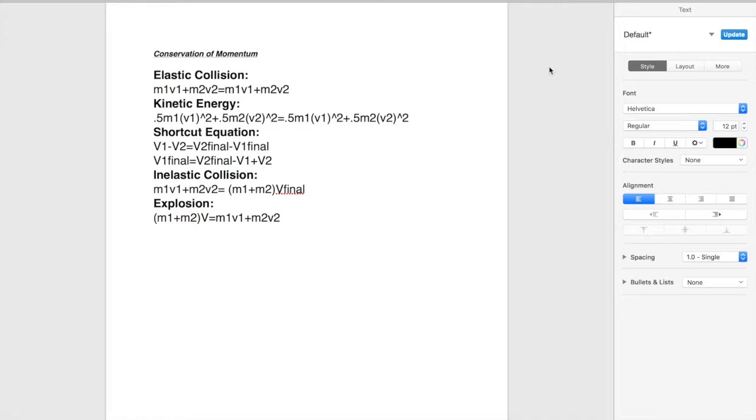The basic rule of conservation of momentum is that no momentum or energy is lost within a system, so therefore mass cannot be created or destroyed. So the same amount of momentum happening before collision must happen after collision.